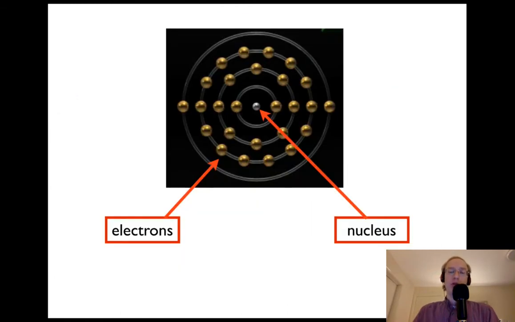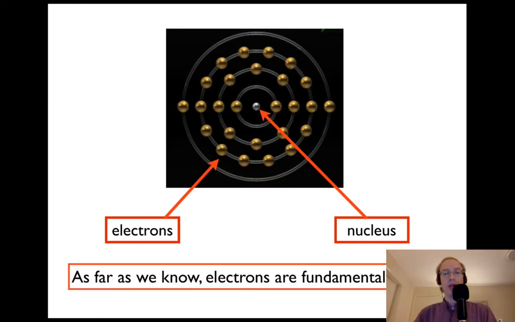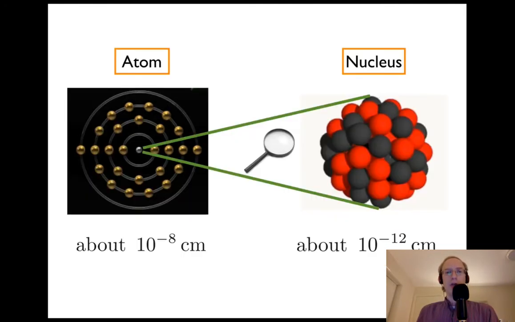But as this picture shows, an atom is not a fundamental particle. It's made of smaller things. In particular, we know that at the center of an atom is a nucleus. And then surrounding the atom, orbiting around it, whizzing around it, are particles called electrons. Now, as far as we know, electrons are fundamental particles. So what that means is that at this moment in history, we have no experimental evidence that they are made of anything smaller. However, we know that the nucleus is not a fundamental particle. It is made of something smaller. So let's take a look at that.